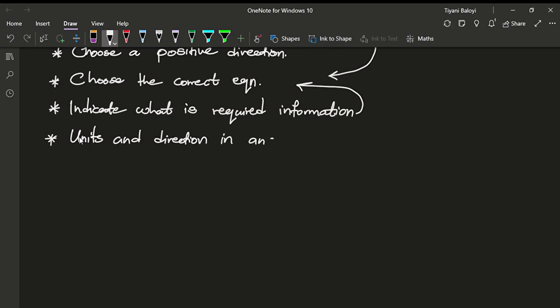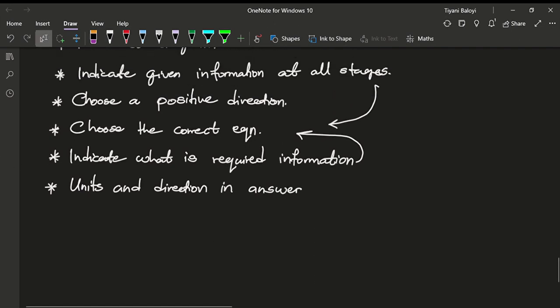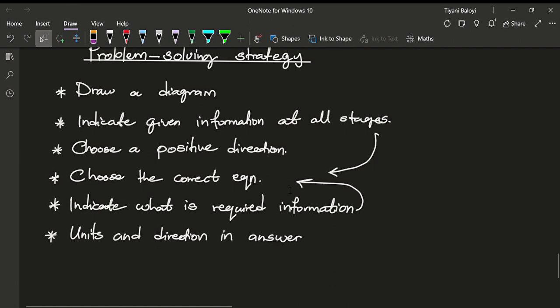And answers always have units and direction. We're dealing with vectors here, right? So you need your units and you also need direction. So this is your problem solving strategy, right? So let's apply this on a question.